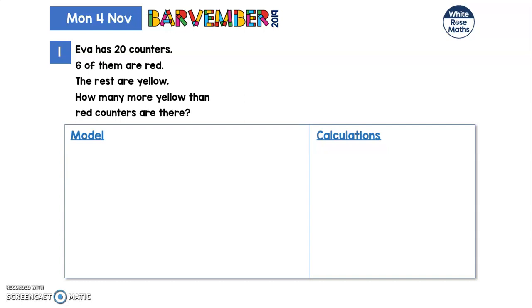Okay, so moving on to questions where you weren't given the bar model structure. Eva has 20 counters, 6 of them are red, the rest are yellow.